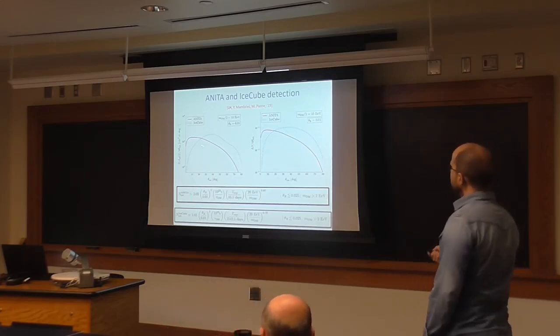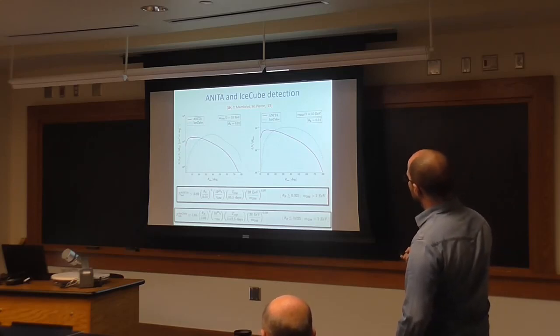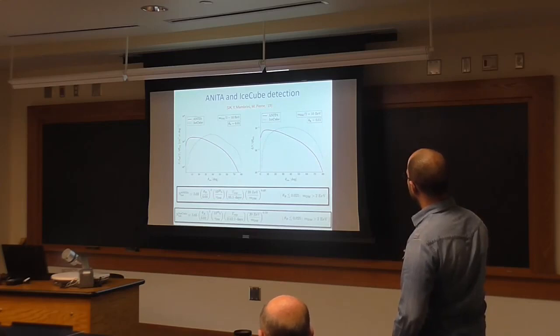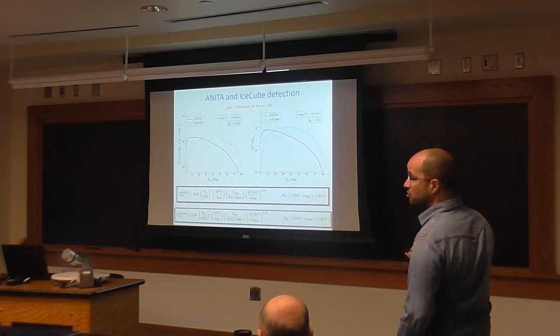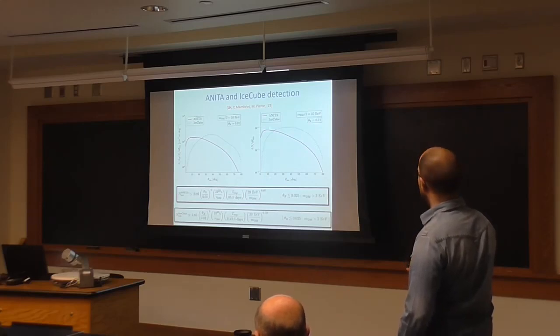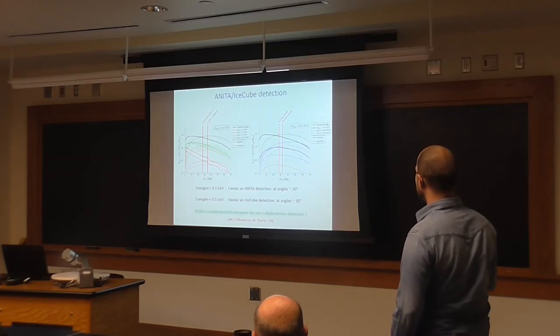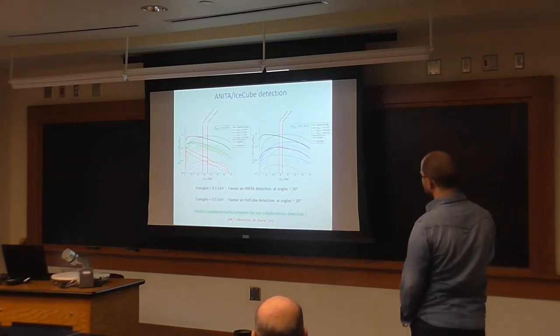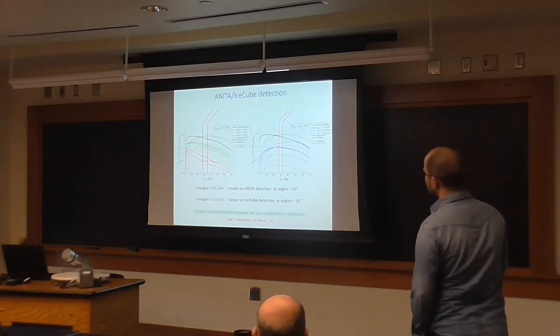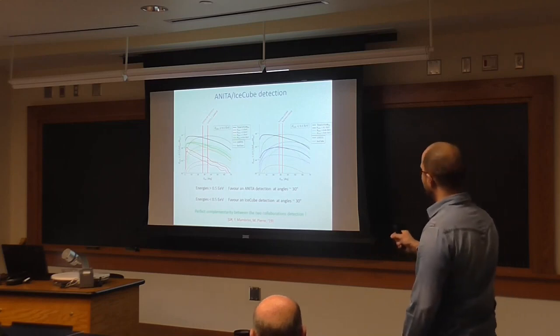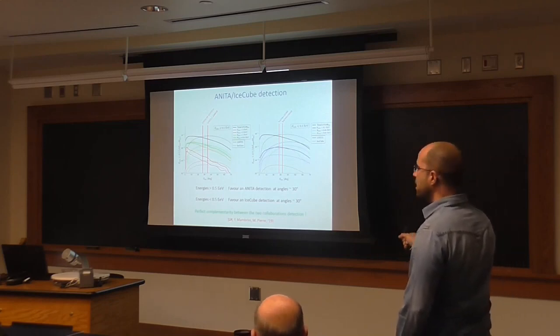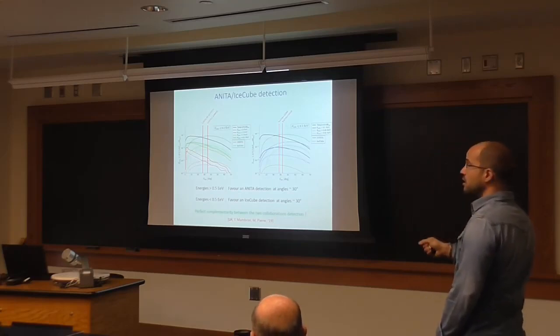Now, one thing which is not so nice about the scenario is that the peak that you expect for the detection with ANITA is actually not at very large angles. It's at most 10 degrees, which is not a very nice feature of this scenario. But the interesting thing is that once you simulate exactly what happens while these things go through the Earth, you can track who is losing energy on the way, and what are the events that are actually detected by IceCube or by ANITA, and at which angle.